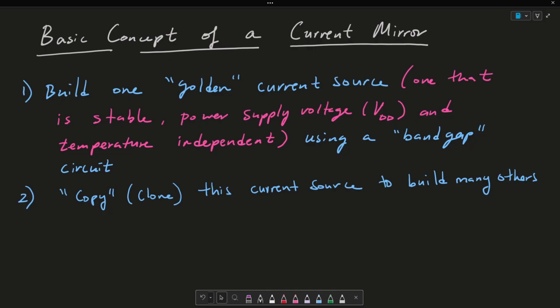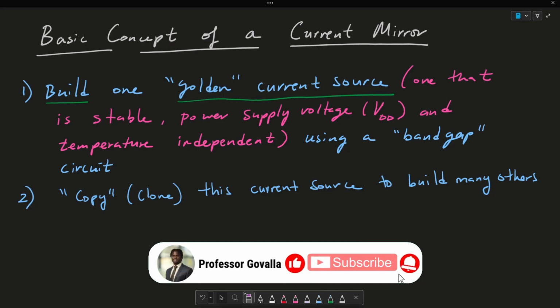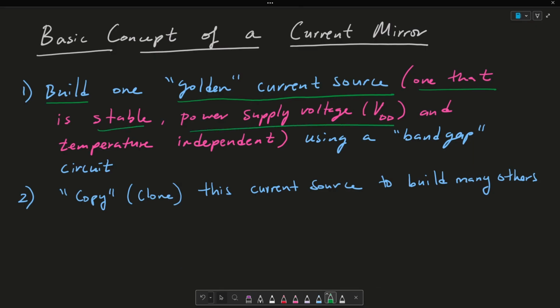So before we derive the equation of the current mirror, we want to talk about the basic concepts of the current mirror, or how do we go about building it, right? And essentially, the first thing you need for the current mirror is you need to build what's called a golden current source. And this has to be a current source that is stable, power supply voltage and temperature independent, using what's called a band gap circuit. So this means that before we have a current mirror, we need what's called a band gap circuit.